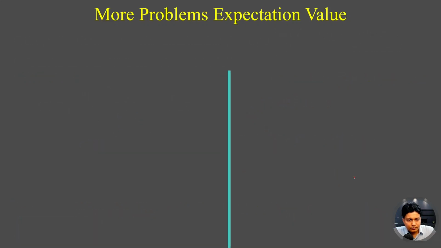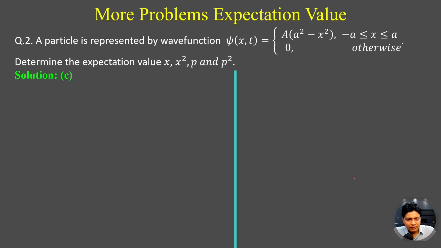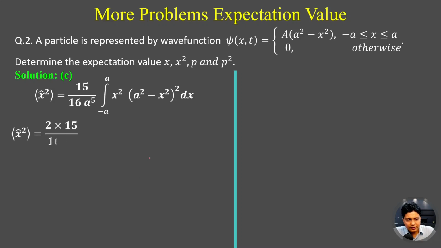Similarly, we can calculate the expectation value of x², which can be written as 15/16a^5 ∫ from −∞ to +∞ of x²(a² − x²)² dx. Now, if we solve this, because this is an even function, the limit will be 2 times 0 to a, and 15/16 stays as it is. If we square this function, it will be a⁴ + x⁴ − 2a²x² dx.